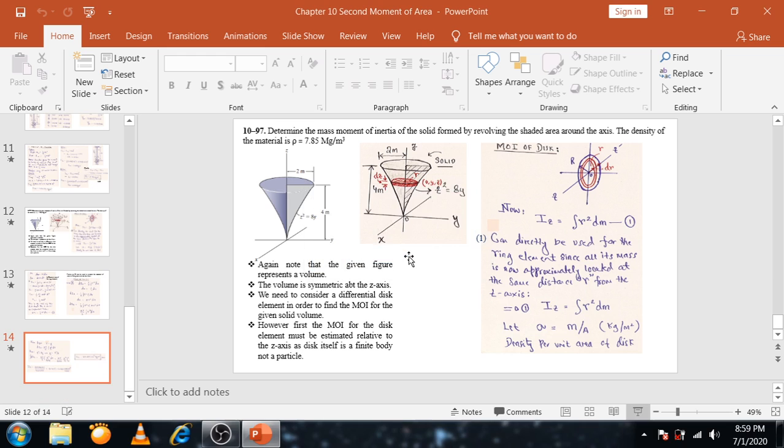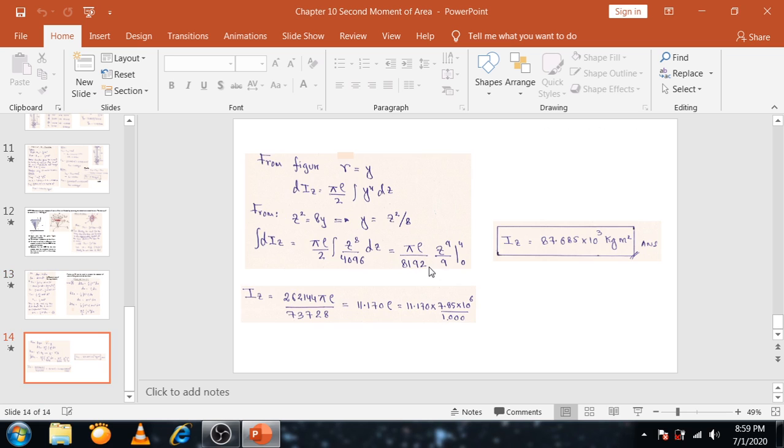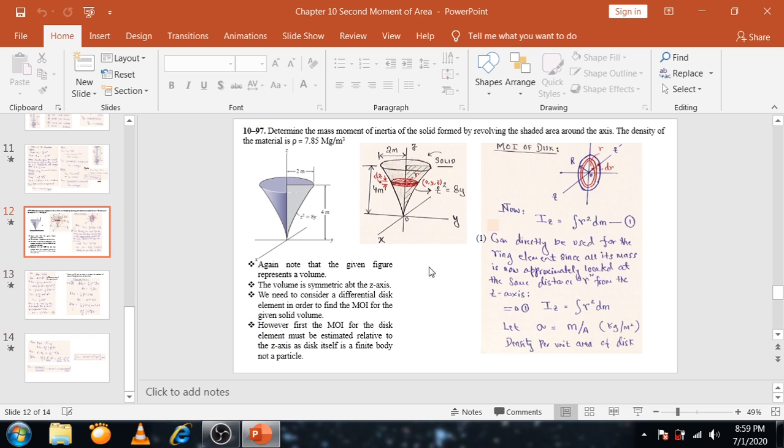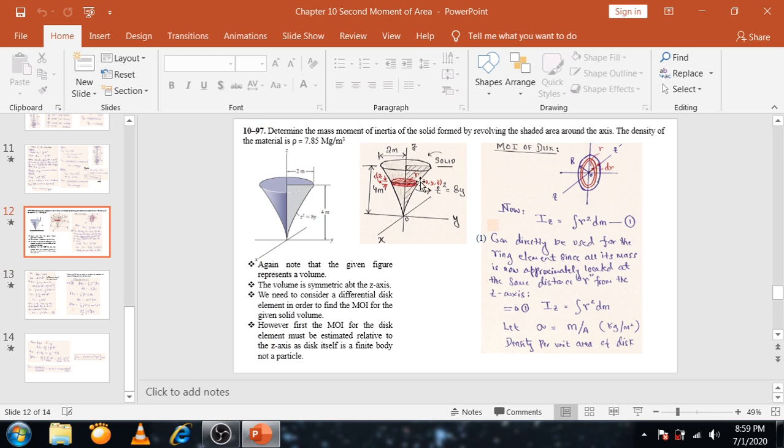So you can notice that this explanation was actually given to you just for the sake of your understanding. However, you can start directly from this equation once you have considered the disk element for your problem, as I have done here.